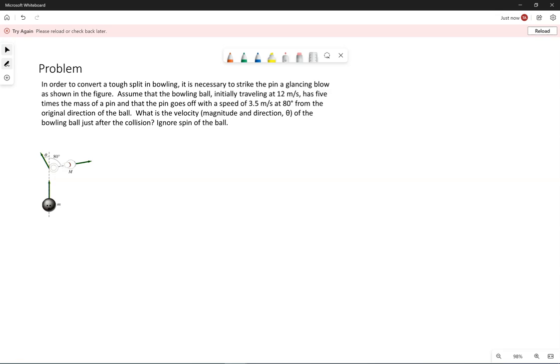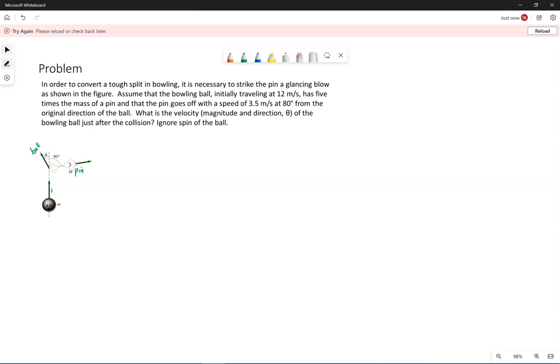Right, we have another example of a collision. So we want to hit this pin at a glancing blow, meaning right on the edge. So it sends the pin, this is our pin, off to the right, which means the ball itself is going to have to go off to the left in terms of conservation of momentum.